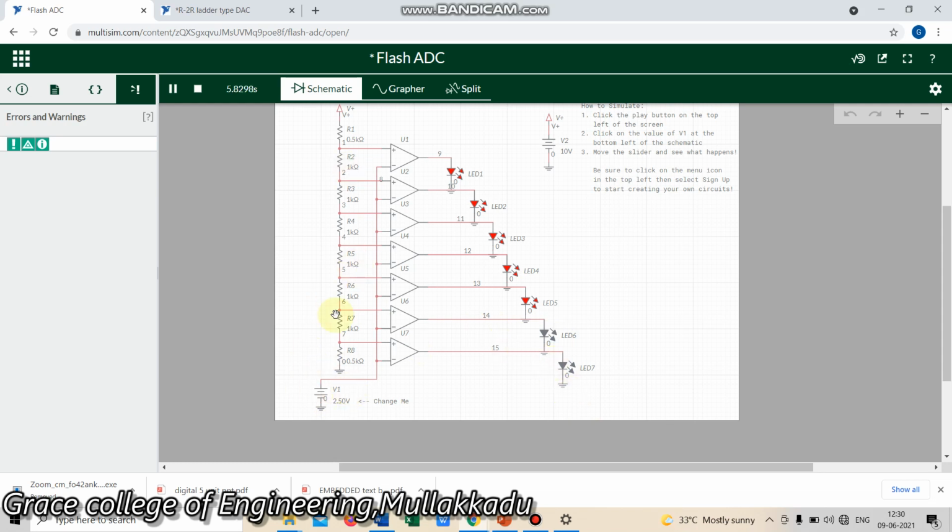Similarly, we can convert the analog input into the equivalent digital value by varying the input voltage and comparing the reference voltage at each node with the input voltage. If the reference voltage is greater than the input voltage at that comparator, the output will be 1. To show this, the LED is connected here. In this condition, 1111100 will be the output. This is the output of the flash ADC.